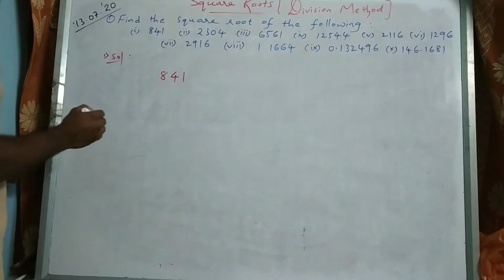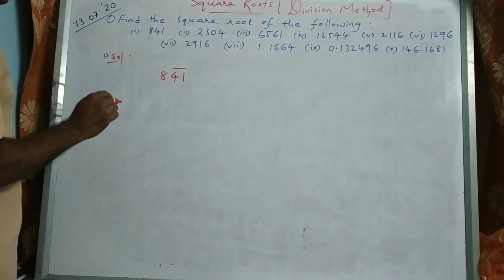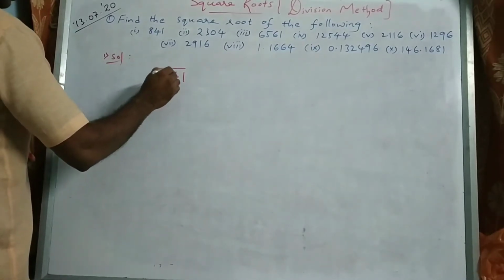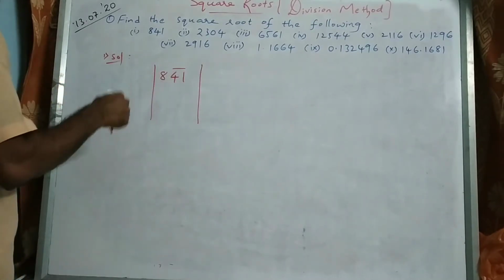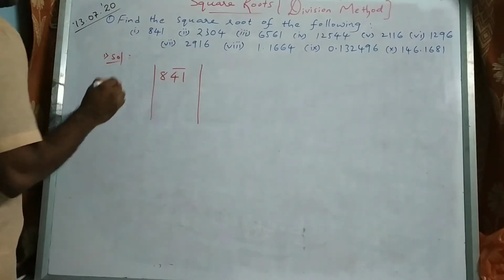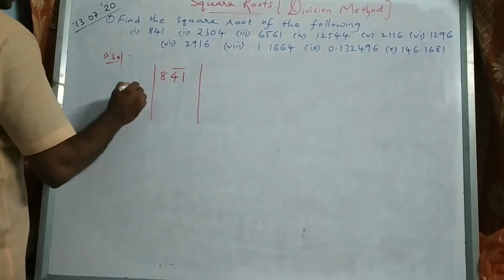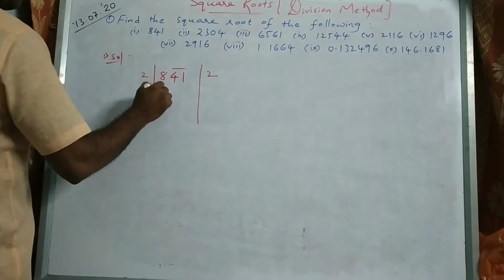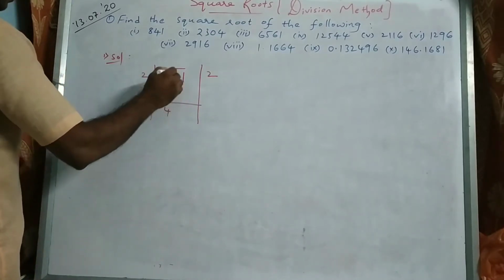First, what did I tell you? You have to make two digits as one pair. Okay? So here 8 is alone. Take vertical lines. Whatever number we write here, the same number we write there also. 2 2s are 4, 3 3s are 9. It is more than 8. So we have to write 2 2s are 4. Right? Subtract. 8 minus 4, 4.